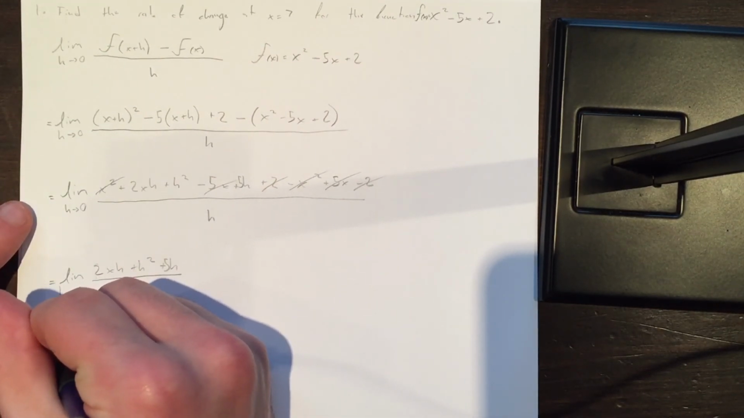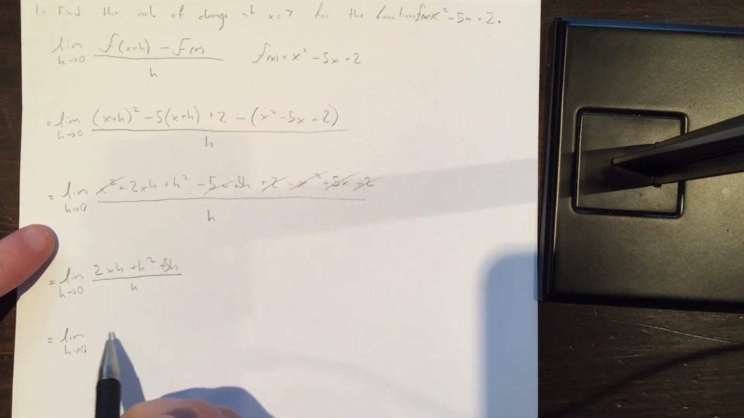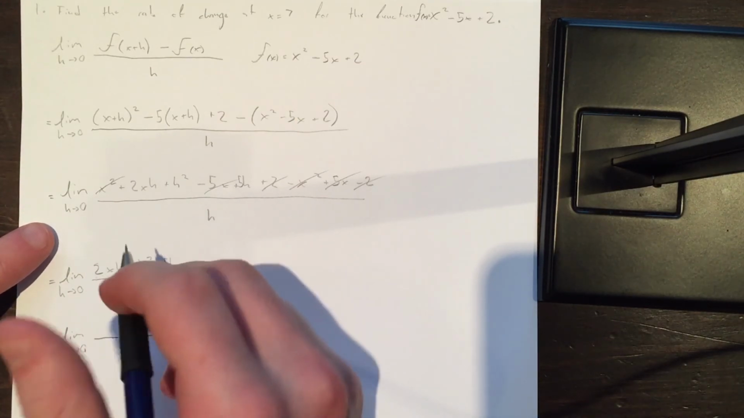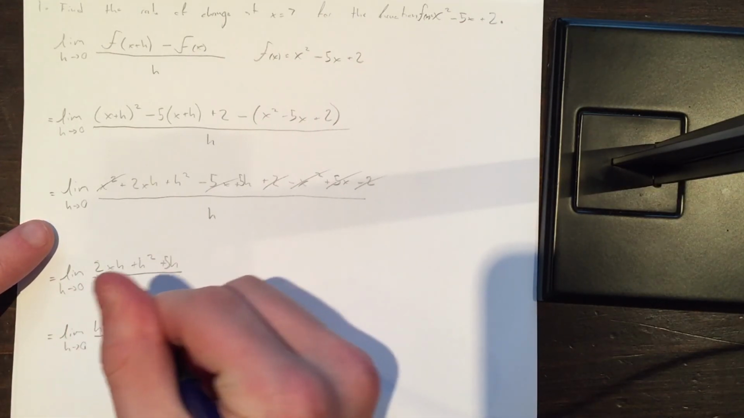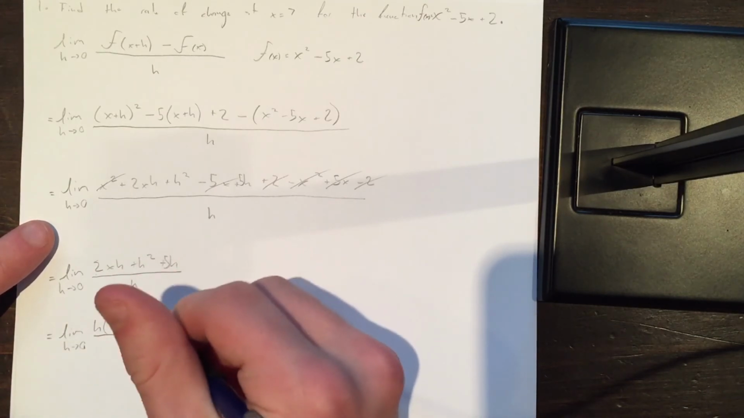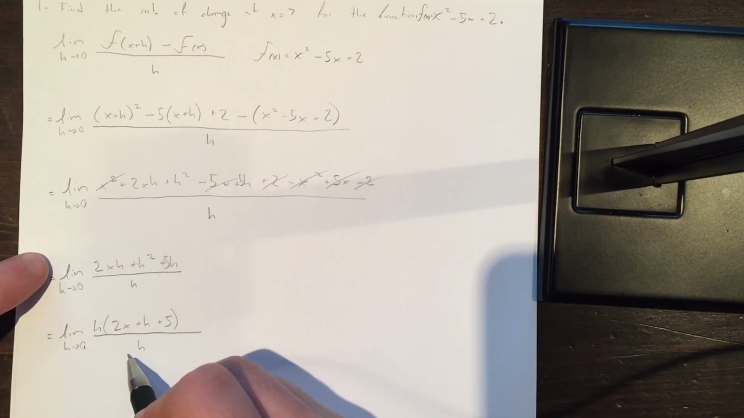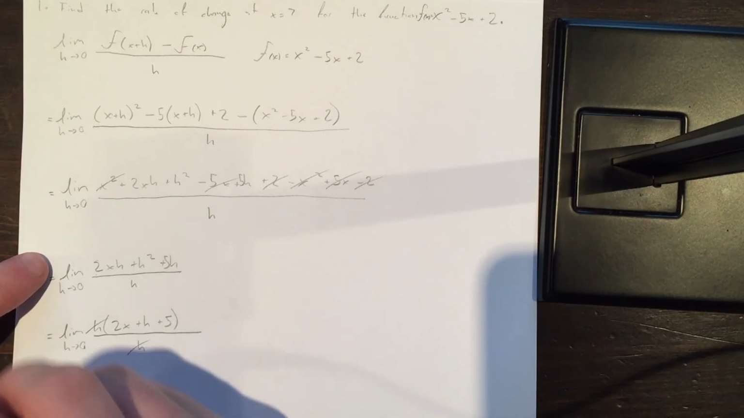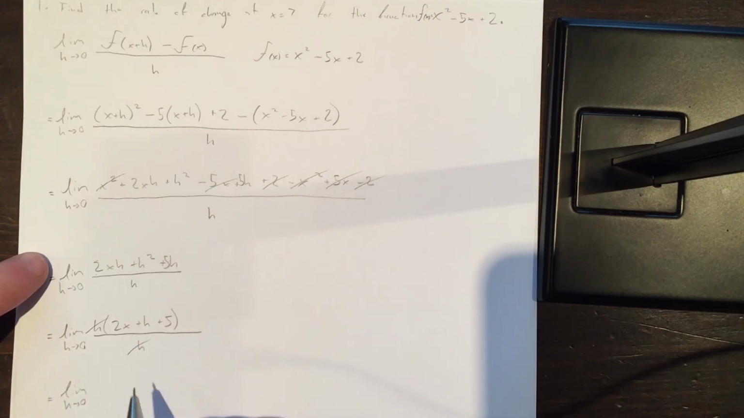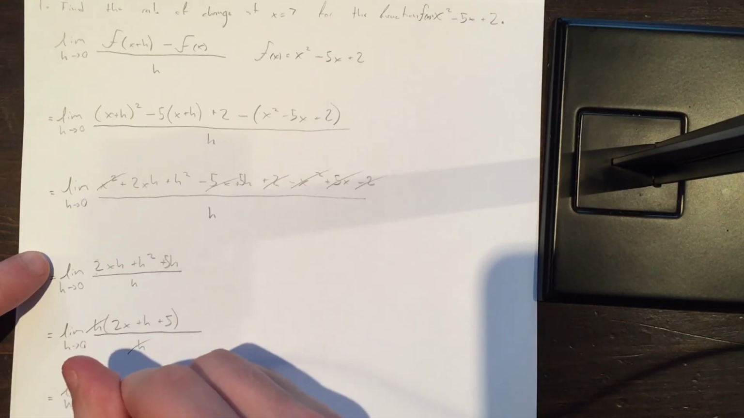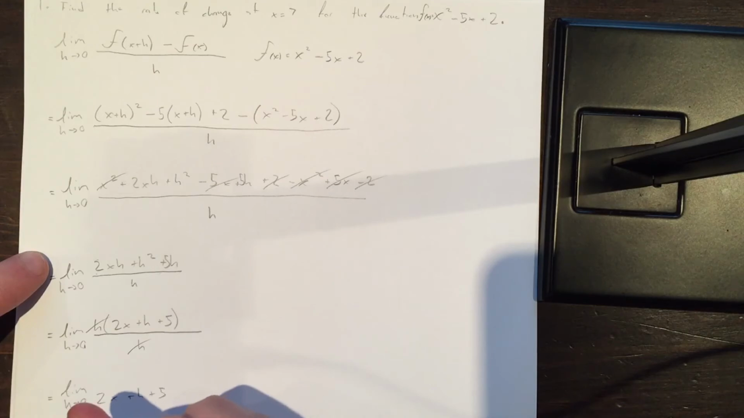So now we're going to simplify this further by taking h out of the numerator. So we're going to end up with h, open bracket, 2x plus h plus 5, all over h. And we can simplify this by cancelling h out. Now we're left with limit as h approaches 0, 2x plus h plus 5, and we're going to set h to 0. H is equal to 0.